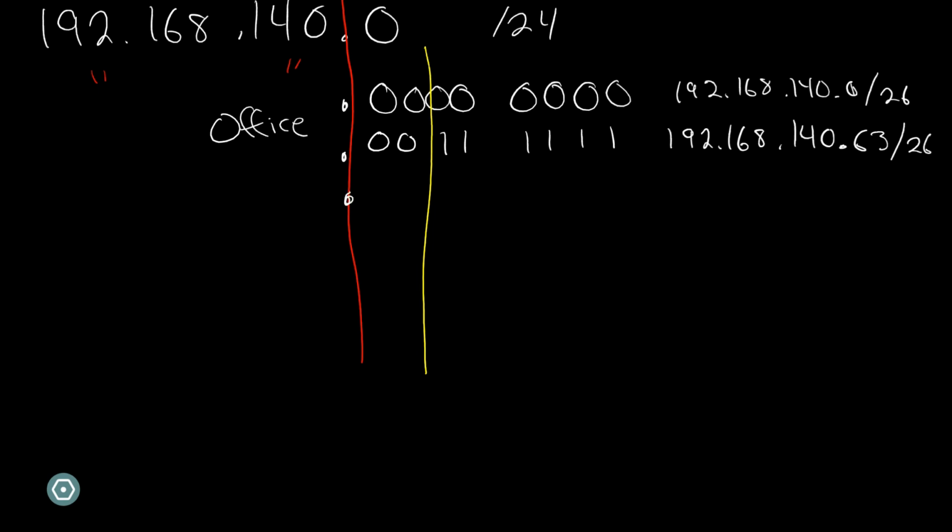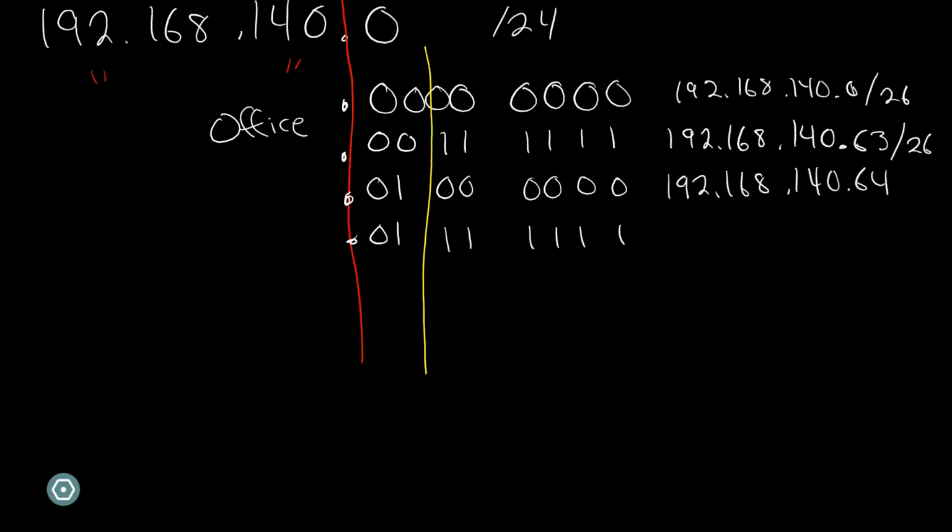We're going to go one more quarter, so 01 and 01, all zeros for the host bits for the network, all ones for the host bits for the broadcast, and here we have 192.168.140.64, also /26. Remember that we can always just add one to the previous network's broadcast in order to get the next network's network address. So the broadcast here is going to be 192.168.140.127 /26.